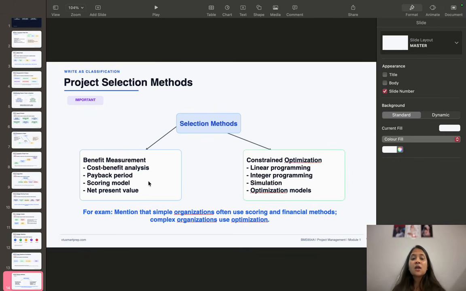And the second type is the constraint optimization methods. These include linear and integer programming, simulation, and optimization models. These methods are used when there are many constraints like budget, time, and resources. So for the exam, you can simply write that simple organizations commonly use scoring and financial methods, while complex organizations use optimization methods, right?